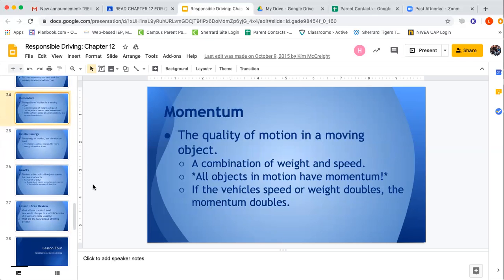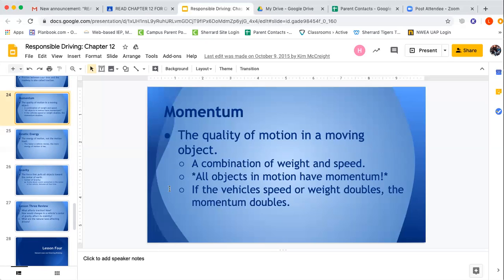Momentum is the quality of motion in a moving object, a combination of weight and speed. All objects in motion have momentum. If the vehicle's speed or weight doubles, the momentum doubles. If you're going at a higher speed, it's obviously at a higher momentum as well.